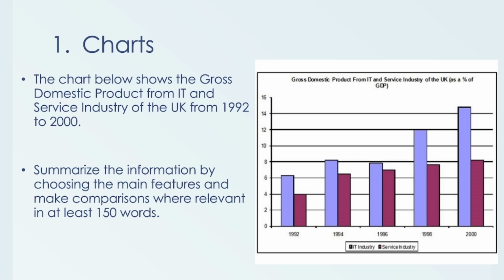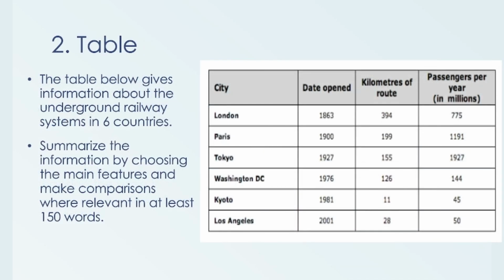Similar to this, the same kind of information can also be given in a table format, so don't get confused. Here is a table which shows information about the underground railway systems in 6 countries. This is the same task where you have to choose the main features and then make comparisons and write at least 150 words on that. Charts and tables are the most common task 1 types.